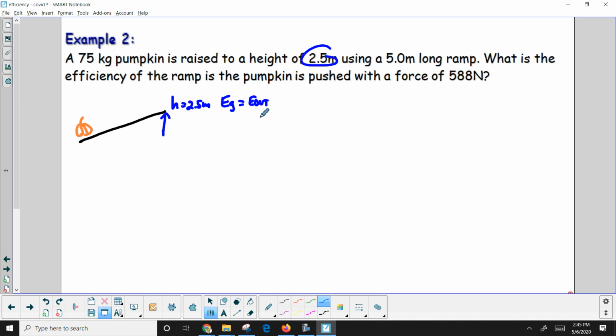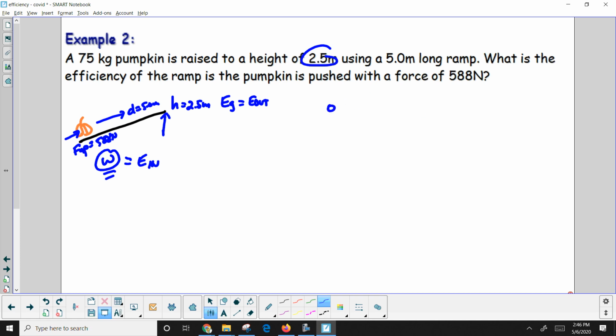Well, where's this energy coming from? It looks like we're exerting a force over here. So I'm pushing this pumpkin with a force of 588 newtons, and we're going to assume that this force is exerted over the entire 5 meters of the ramp. So what does that mean? That's right, it's going to be work energy. So your energy from work is going to be your input energy here.